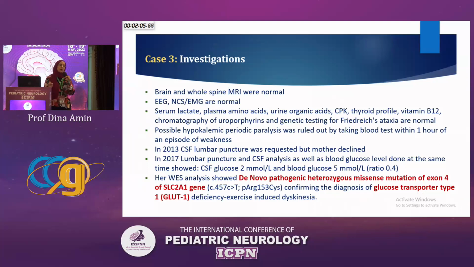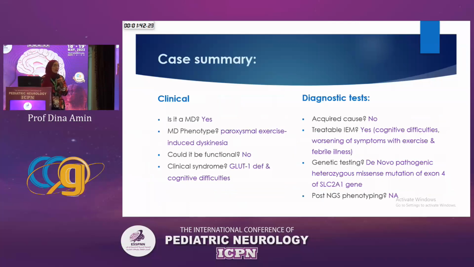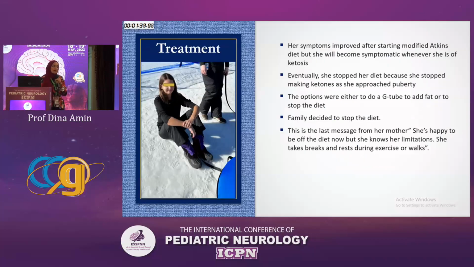At some point, we offered the mother a CSF analysis at the age of 2 years. She refused. She said, I'm fed up, I don't want to do the CSF, it is dangerous. But later on, in 2017, she was finally convinced, and the CSF analysis was suggestive of GLUT1 deficiency and was confirmed by genetic analysis, showing a de novo pathogenic heterozygous missense mutation of exon 4. Again, this is how we should think about our cases. And this is the lovely girl.